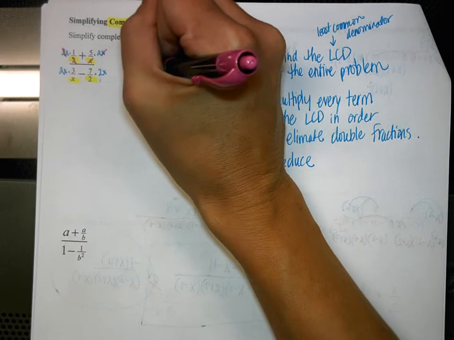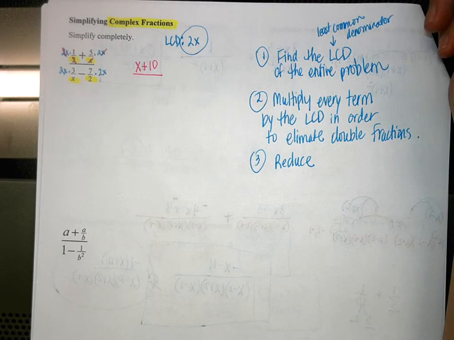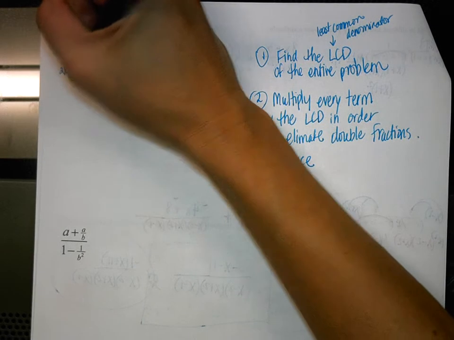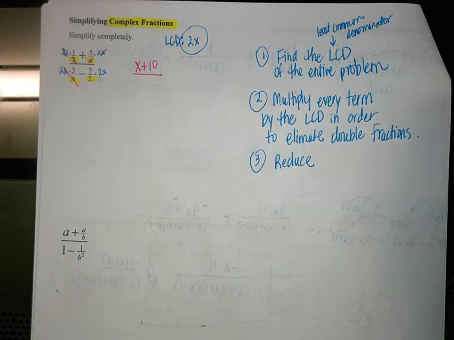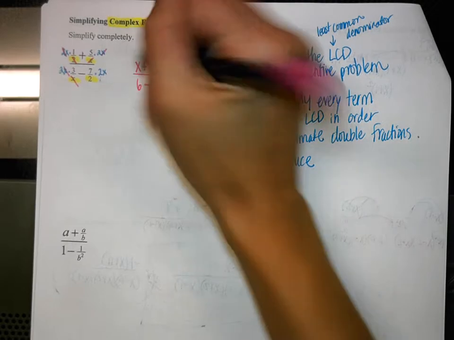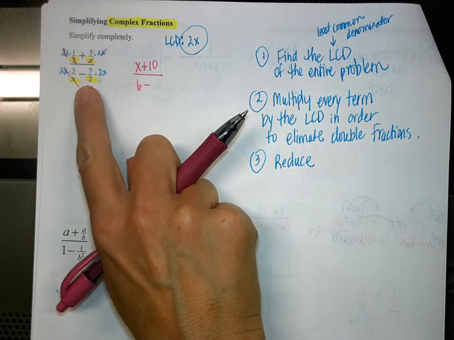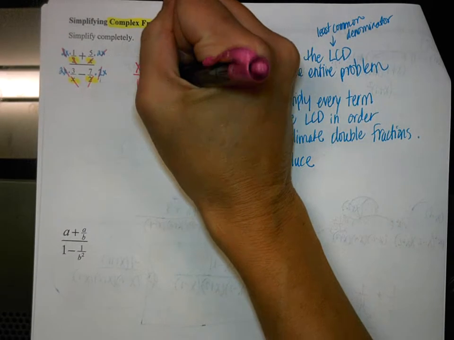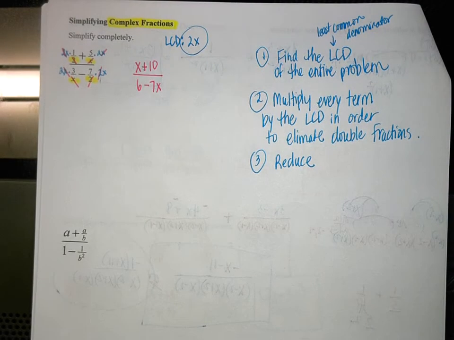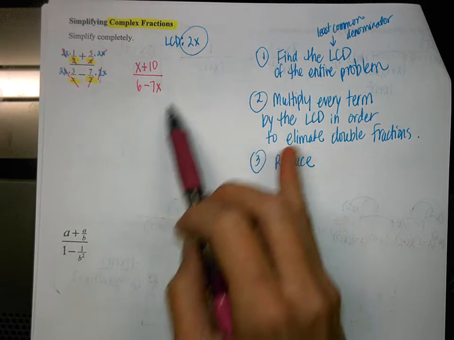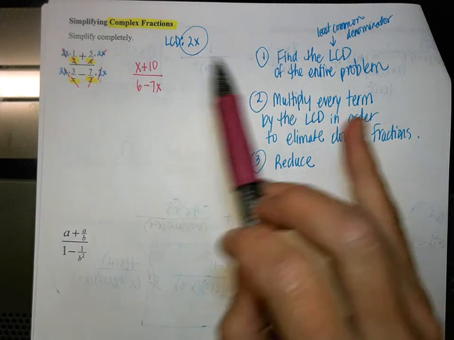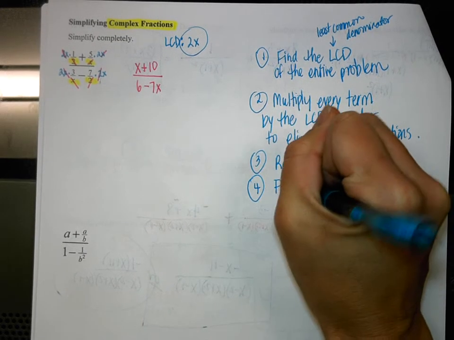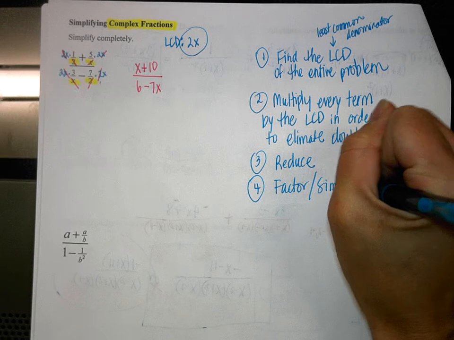Over. What happens here? X's cancel out, and we're left with 2 times 3, which is 6. This has a minus sign. And 2's cancel out, and 7 times x is. If you could factor and simplify this more, you would. And so the last step I'm going to do is factor and simplify if possible.